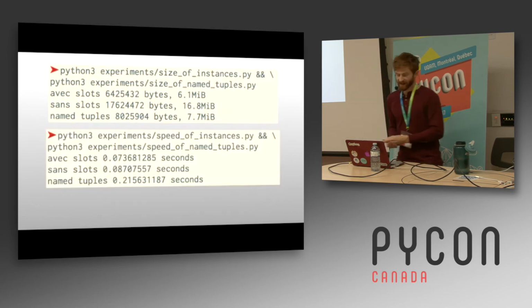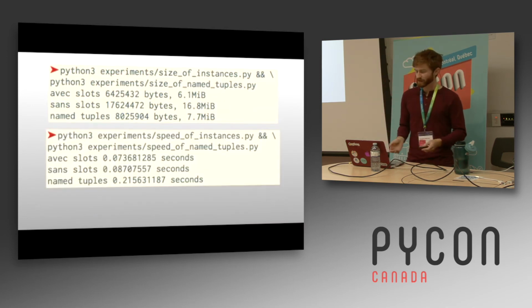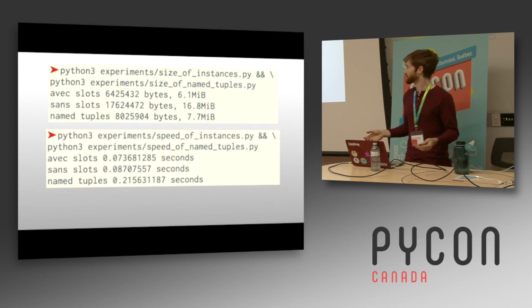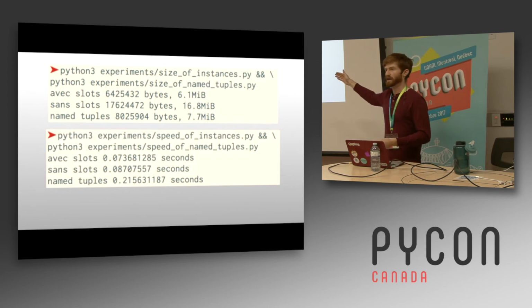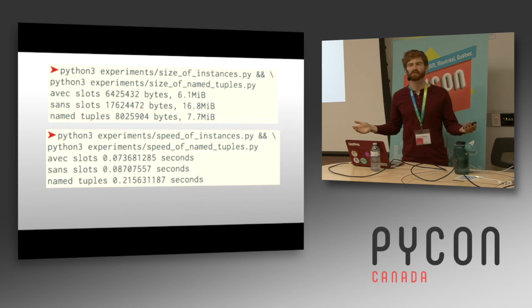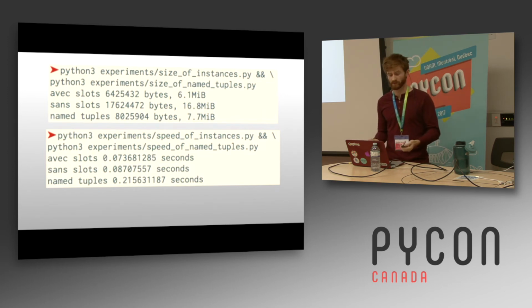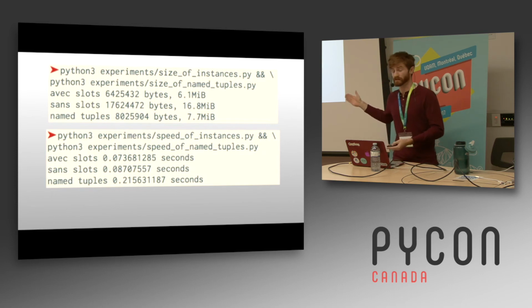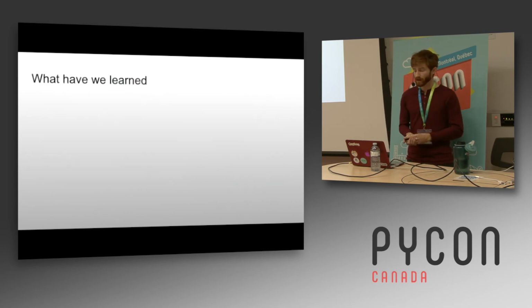There we go. Named tuples take almost twice the amount of time to access attributes. They're actually relatively slow when compared to accessing attributes off of an object. I found this quite surprising personally. So what have we learned today?